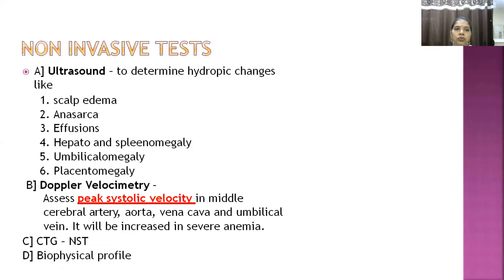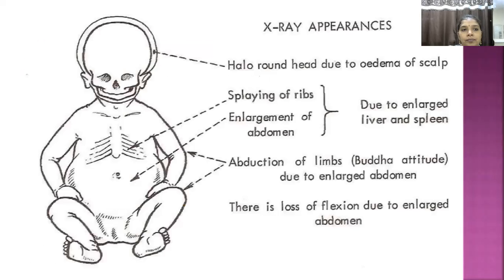Non-invasive tests: ultrasound to determine hydrops changes like scalp edema, anasarca, effusions, hepatomegaly and splenomegaly, umbilical cord enlargement, and placentomegaly. Another one is Doppler velocimetry, which assesses peak systolic velocity in the middle cerebral artery, aorta, vena cava, and umbilical vein. It will be increased in severe anemia. CTG, that is the non-stress test, and biophysical profile are the non-invasive tests to determine the affected fetus.